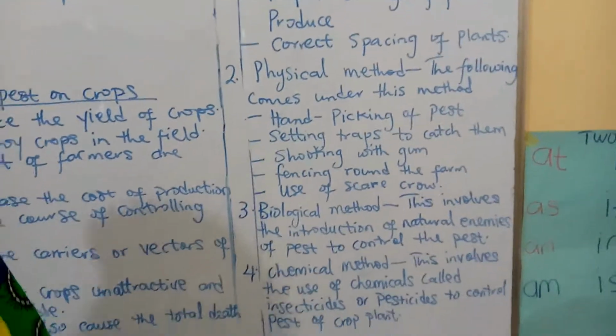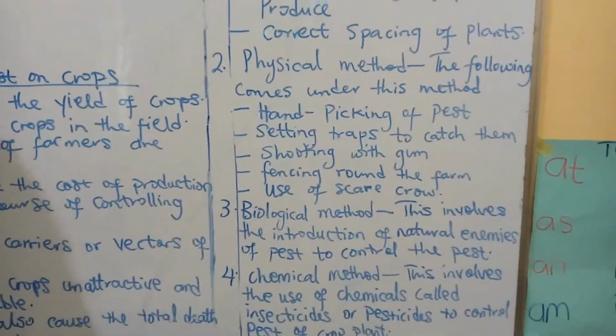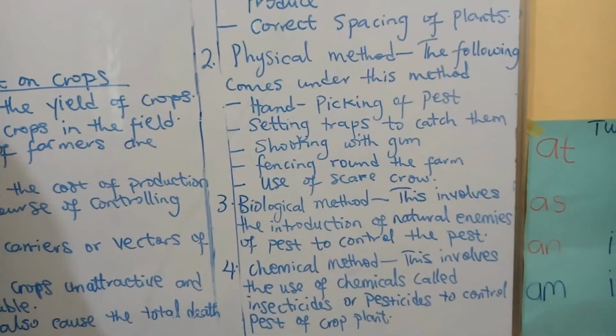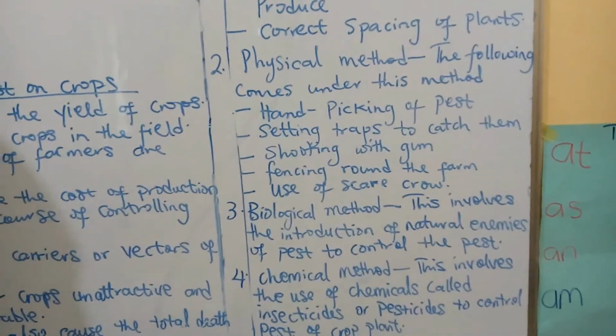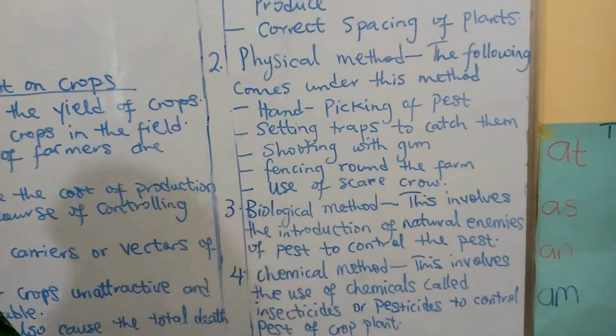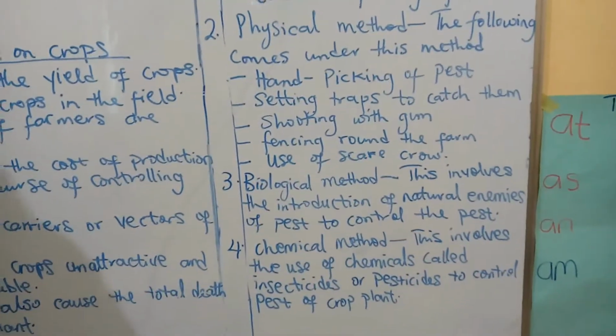Number three is the biological method. This is the introduction of the natural enemy of the pest to wherever you want that enemy to control that pest. Now number four, we have the chemical method. This is where we use chemicals like insecticides and pesticides.